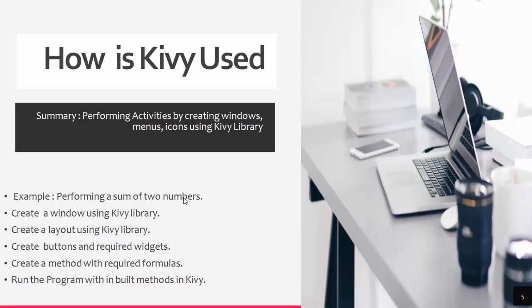Okay, then at the end of it we'll run the program with inbuilt methods that are there in the Kivy library. The method name is run, which I am going to teach you in the coming tutorials. So these are the 5 steps for creating an application using Kivy, which covers the how part.